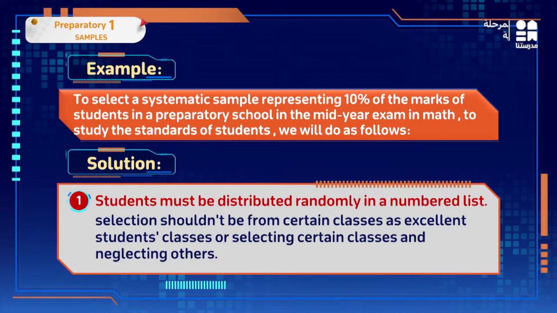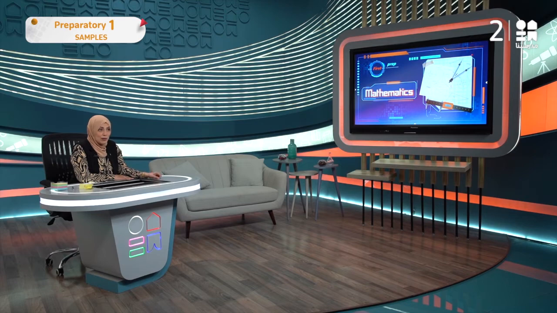Here we have 1. The students must be distributed randomly in a numbered list. Selection shouldn't be from certain classes, such as excellent students classes. I don't need to choose from the excellent students. I want to choose randomly, not selecting certain classes and neglecting the others.